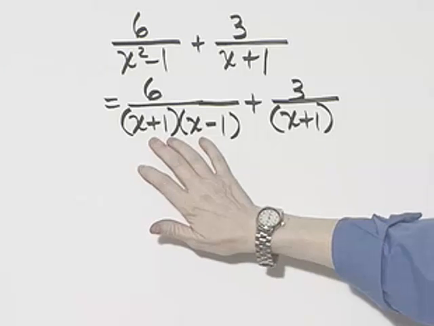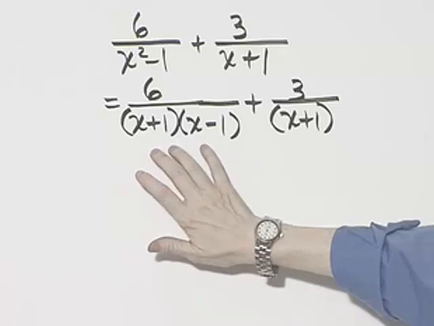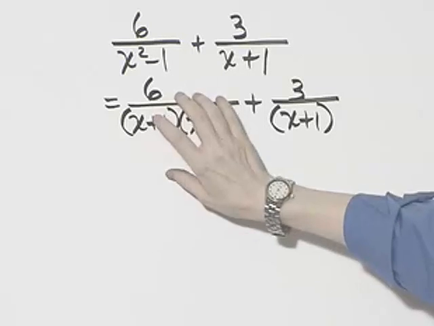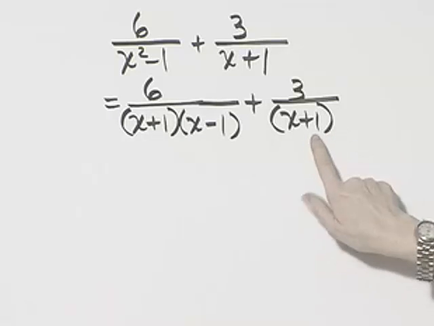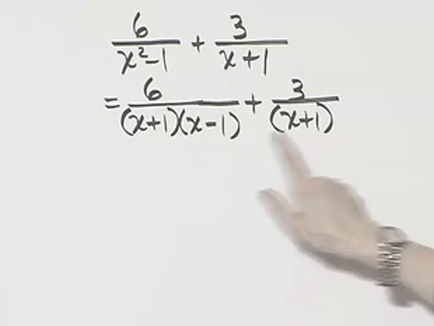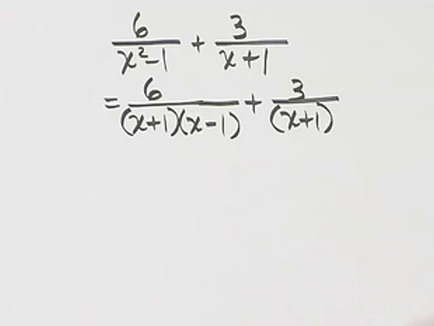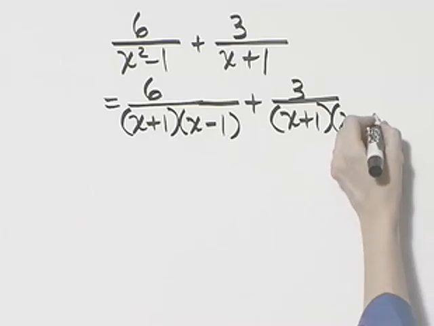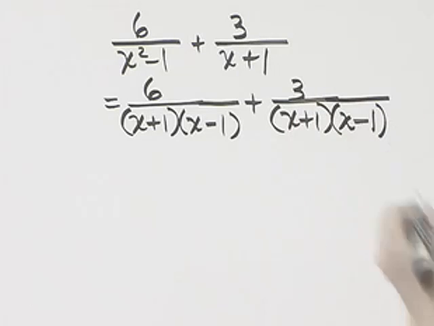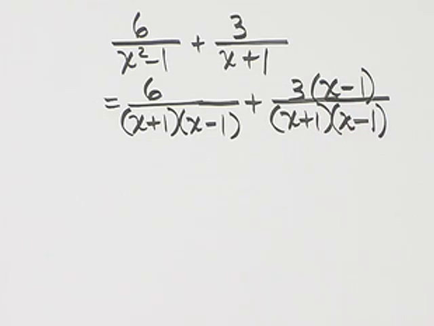We rewrite each rational expression as an equivalent expression, but with this denominator. Now, obviously, this one's already done, so let's concentrate on this expression. What do I multiply this denominator by in order to make it look like this denominator? I would multiply the denominator by x minus 1. Now, if I multiply the denominator by x minus 1, I must multiply the numerator by x minus 1.